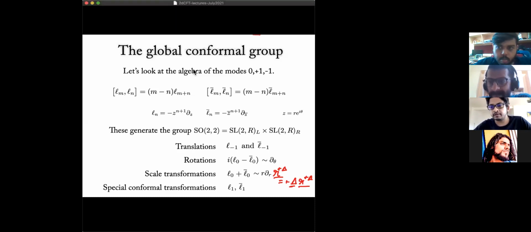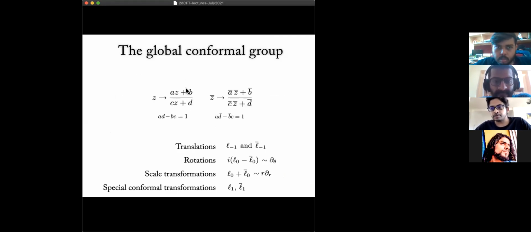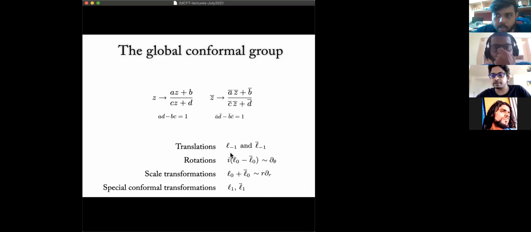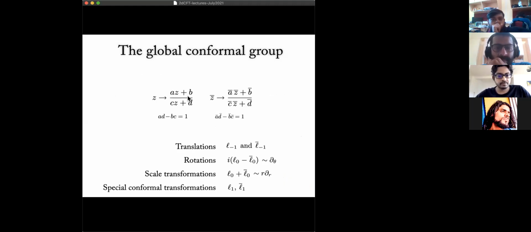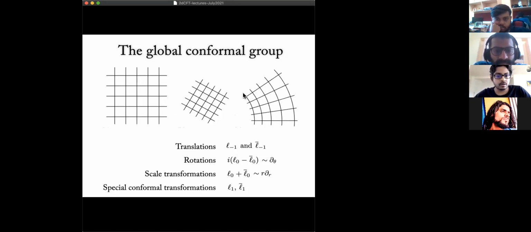Okay, so let's keep going. We saw that these are the generators for the global conformal group, and the global conformal group is SL2R times SL2R. The finite versions of this are z going to this fraction and z bar going to this fraction. So the full conformal group is z going to any function of z, whereas the global part is this.